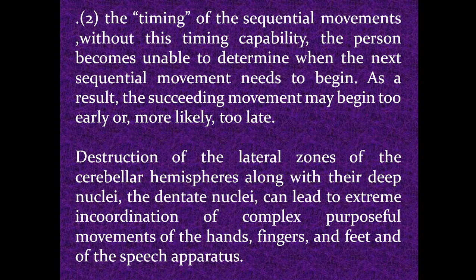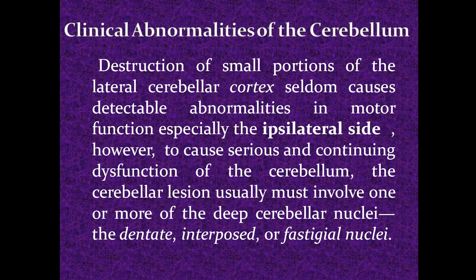Second, the timing of the sequential movements. Without this timing capability, the person becomes unable to determine where the next sequential movement needs to begin, so that it begins either too early or too late, causing past pointing or discoordination. Destruction of the lateral zone of the cerebellar hemisphere along with its deep nucleus, the dentate nucleus, can lead to extreme discoordination of complex purposeful movements of the hands, fingers, and feet, and we will come to it later in the abnormalities of the cerebellum.